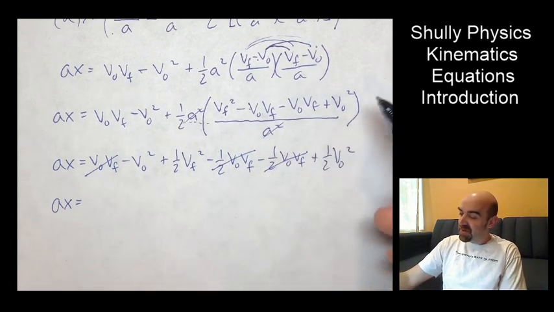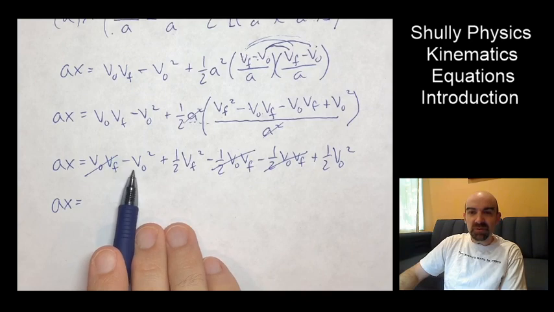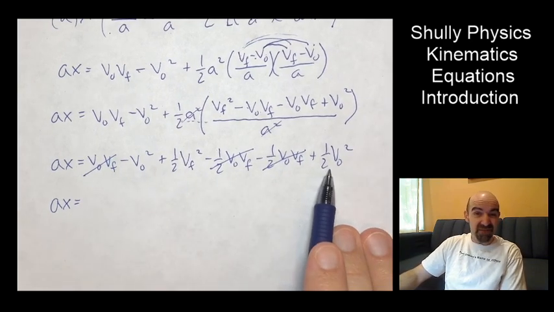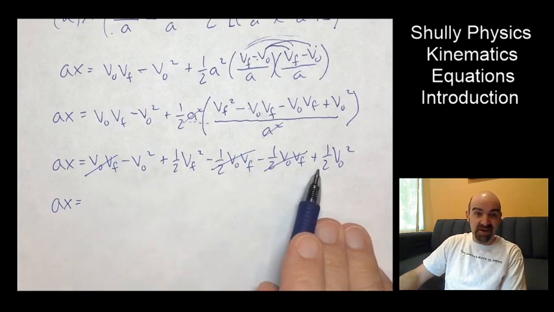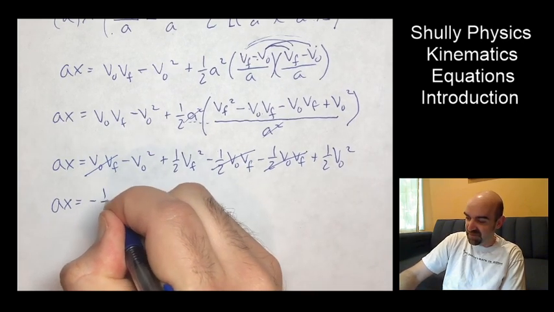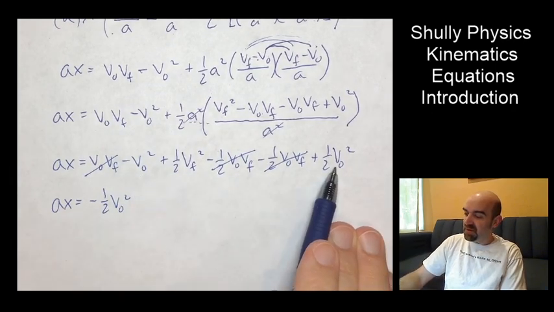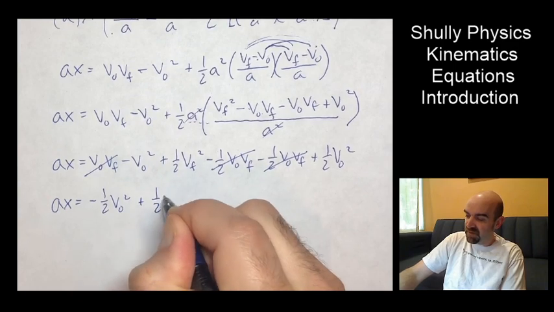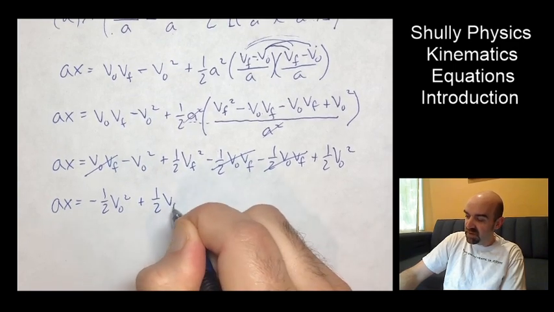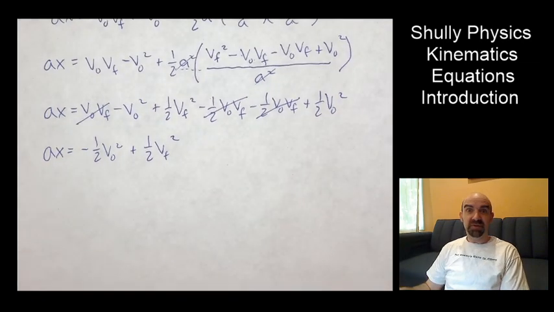Okay, anyway. Then we've got a negative VO squared plus 1/2 VO squared. So negative 1 plus a 1/2 is negative 1/2 VO squared. We've got the VO terms done. And all we're left with now is this plus 1/2 VF squared. So all that junk simplifies down to this.